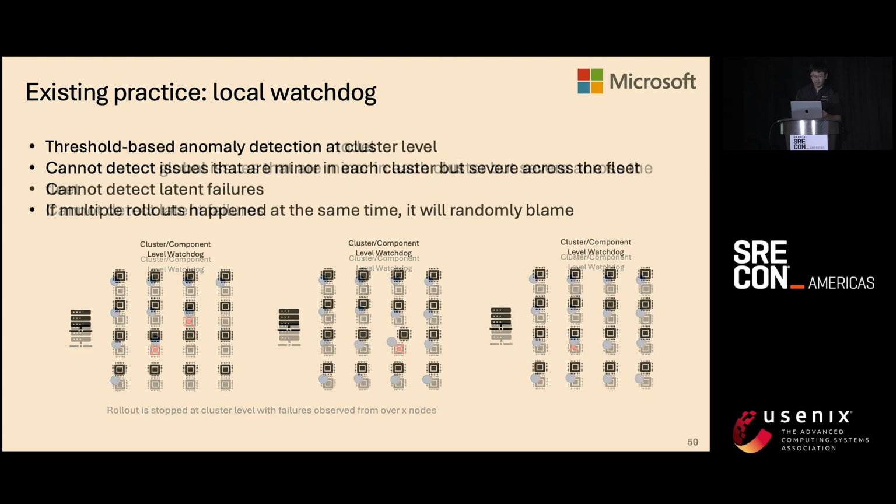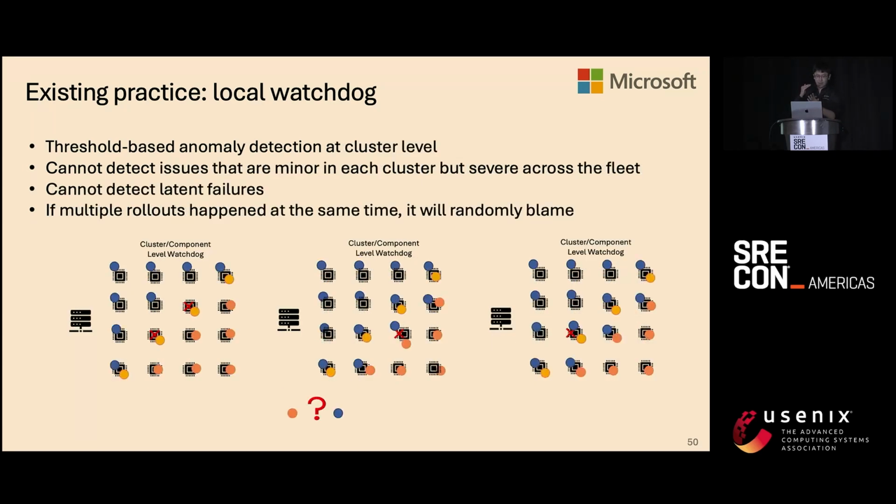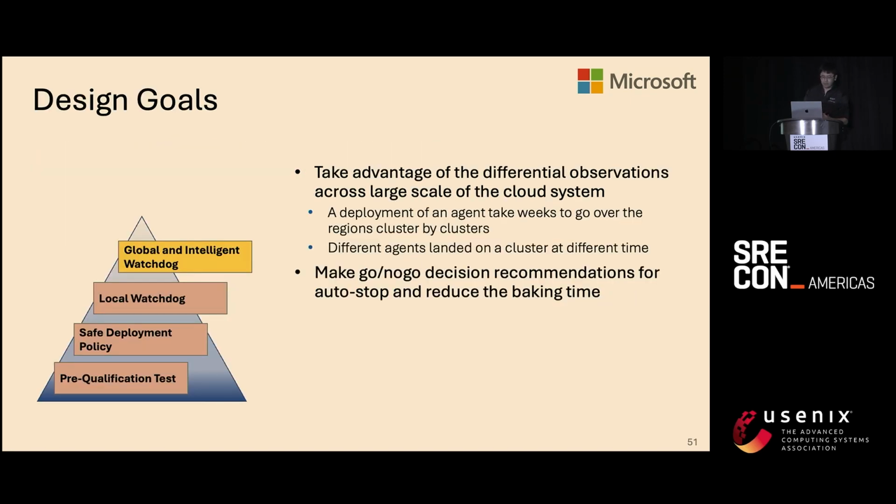Another problem of the local watchdog is that if there are multiple changes happening within the cluster and the scale is too small, it's very hard for us to do the attribution, to look at the problem in a global, holistic view. So based on the differential observability principle, we are designing another layer above the safe deployment policy and local watchdog. We call it a global and intelligent watchdog.